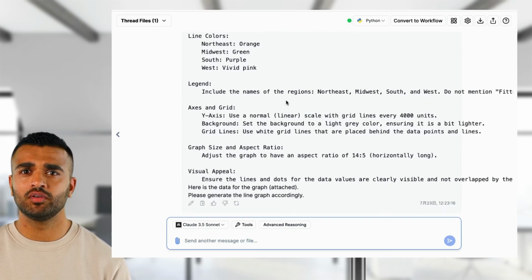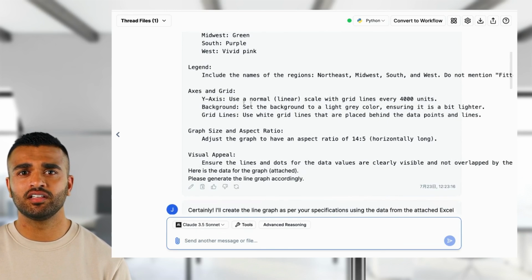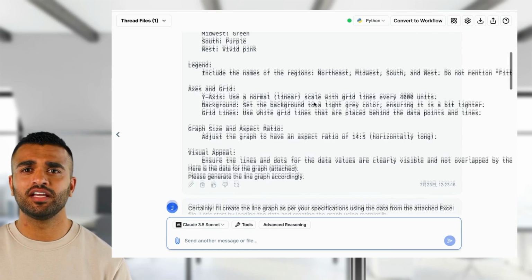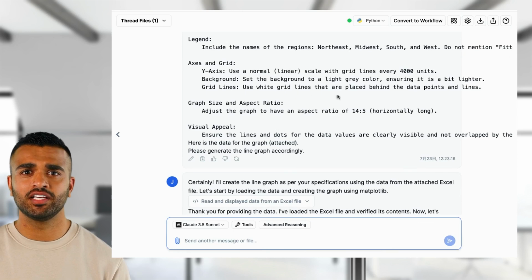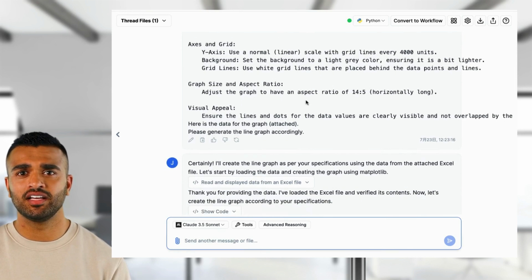The legend should include the names of the regions without mentioning fitted or observed. The y-axis should use a normal, linear scale with grid lines every 4,000 units. The background should be a light gray color, slightly lighter, and the grid lines should be white and placed behind the data points and lines.